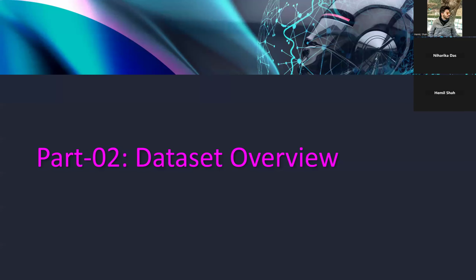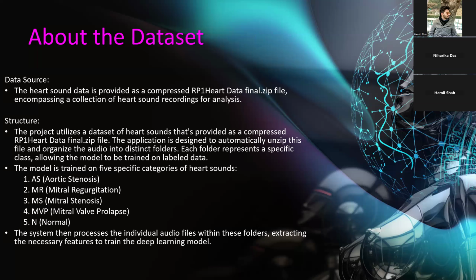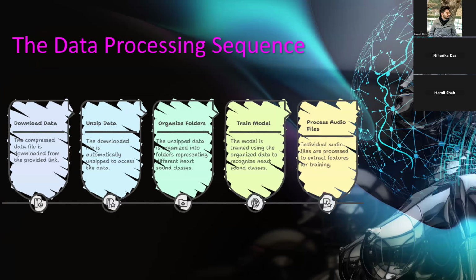Let's move into the dataset. To build the system, we trained on a dataset of five classes of heart sound: AS, MR, MS, MVP, and normal. Each class contains 200 samples, giving us a total of 1000 recordings. The dataset is well organized into folders, which helps in training and evaluation. In our data processing sequence, we first download, then unzip the data, then we separate the data into folders and we train the model using this labeled data.